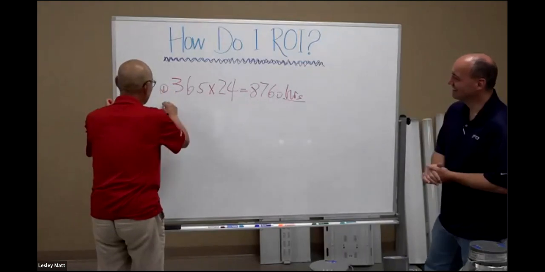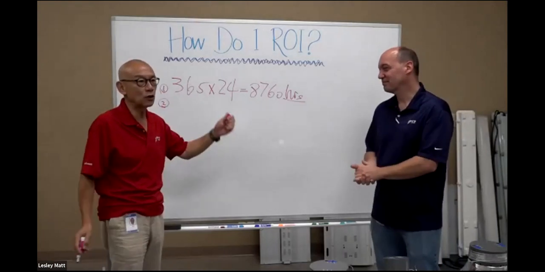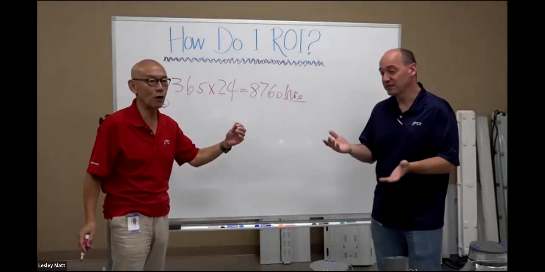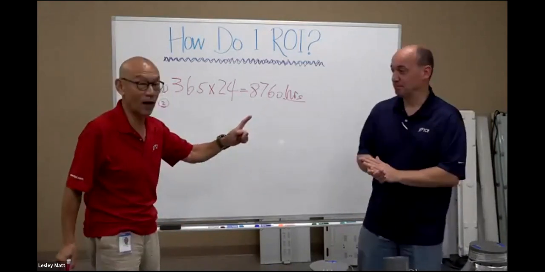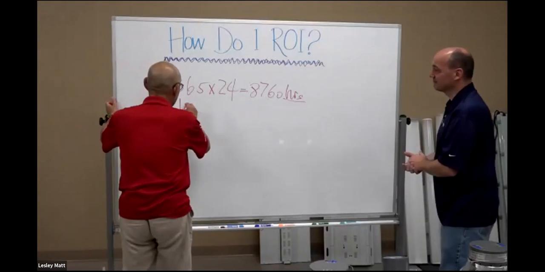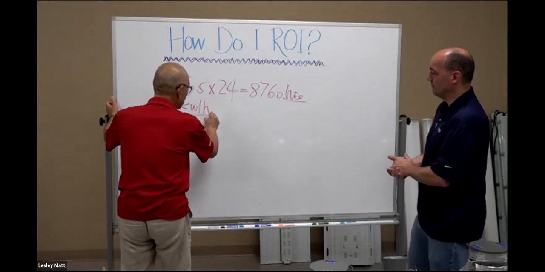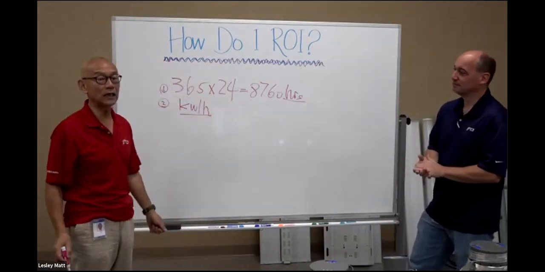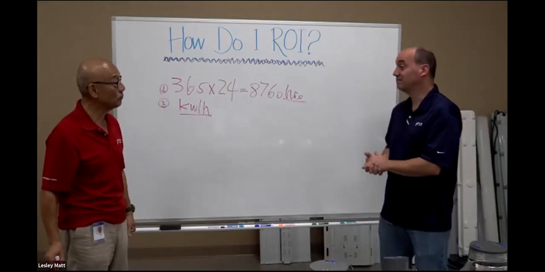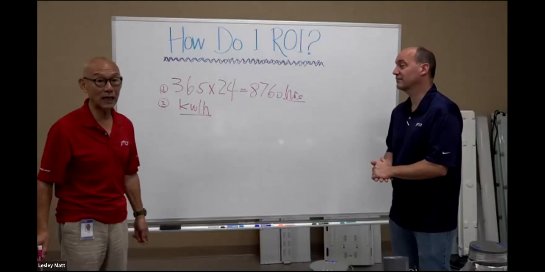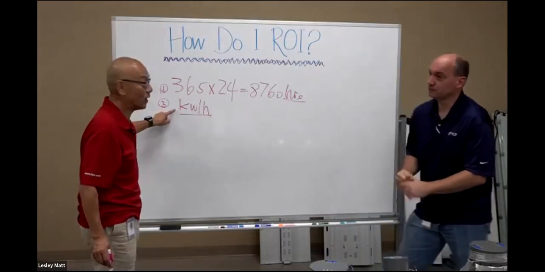Paul, would you tell everybody, I think you already know, how does a utility company charge us? What rate? What kind of terms do they use? They use kilowatt-hours. So the rate they give you is for every 1,000 watts, a kilowatt-hour. Am I right? Yep.